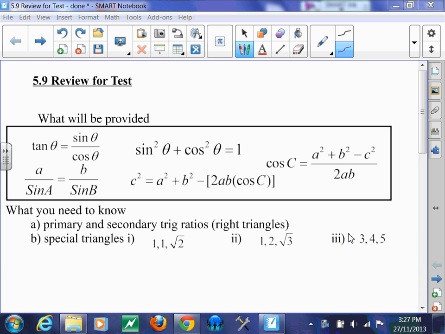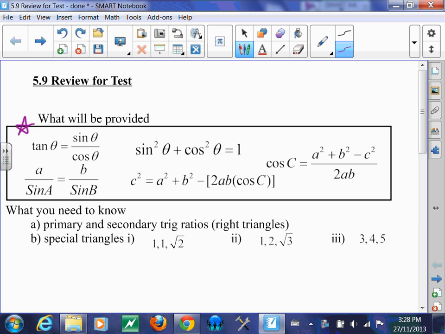Hello class and welcome to lesson 5.9, which is review for our trigonometric functions test. All right, so first of all, I will tell you, ladies and gentlemen, in this box here, these will be the formulas that will be provided on your test.